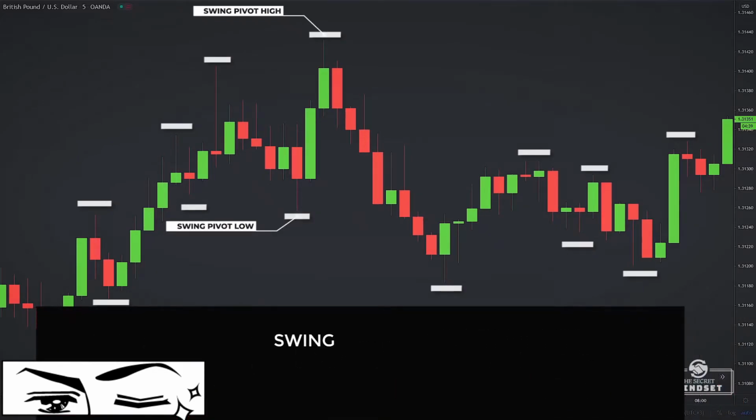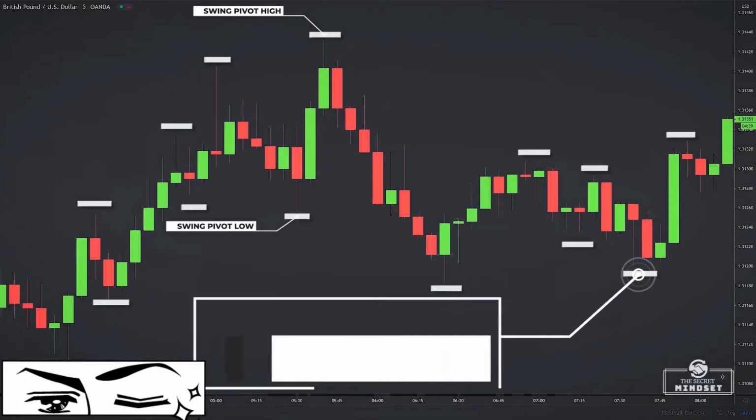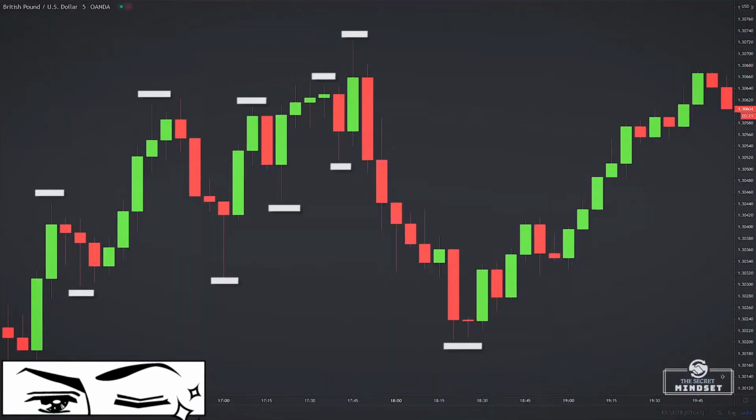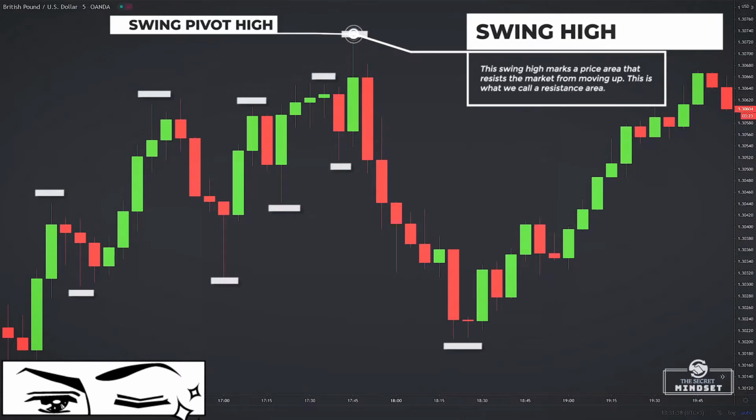Why are swing pivots important? Well, swing pivots are price points that turned the tide of the market. These points are not random. They represent a momentary change in the demand and supply forces. In this example, bulls couldn't move the market above this swing high, not even for one tick. This means that at that point in time, no one was willing to offer a price higher than the swing high. Traders saw no value above the swing high and didn't want to buy above the swing pivot.